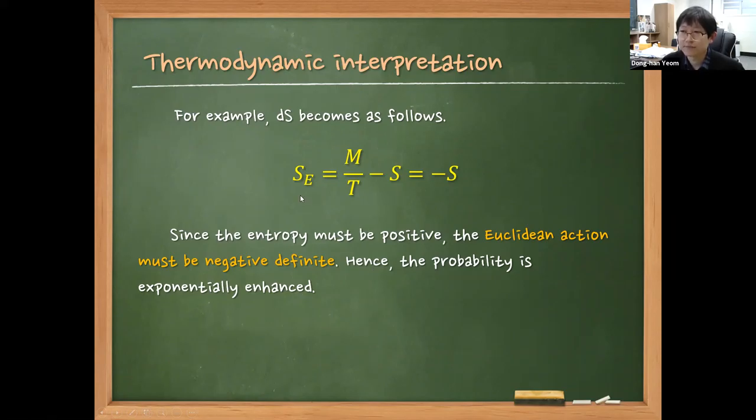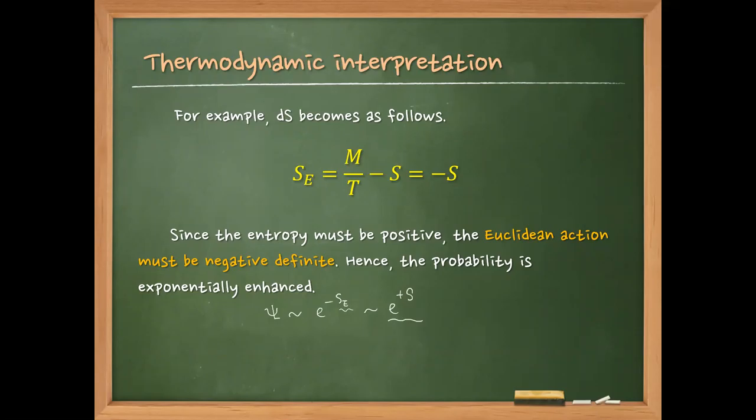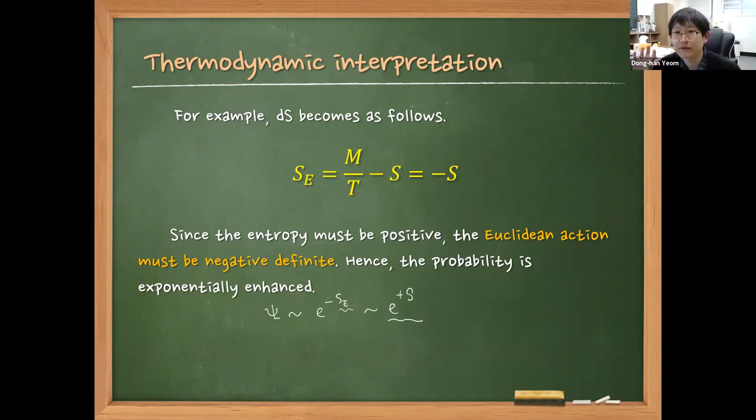Therefore, the entropy of the de Sitter space is positive definite. Therefore, the probability is exponentially enhanced because the wave function is approximately exponential in minus SE. But as I mentioned, SE is negative definite. So it becomes some positive number. So the probability is exponentially enhanced for the de Sitter space case. If some probability is exponentially enhanced, then you may feel it's very uncomfortable.